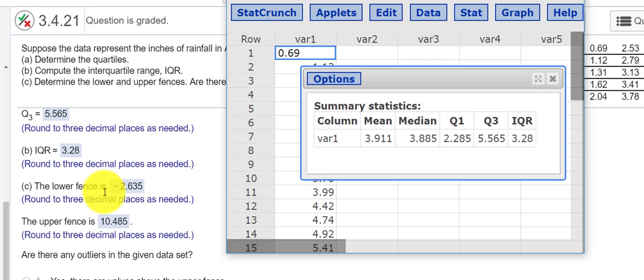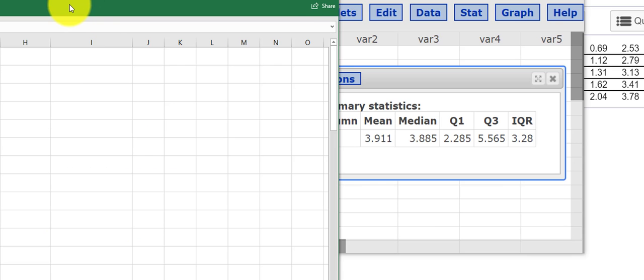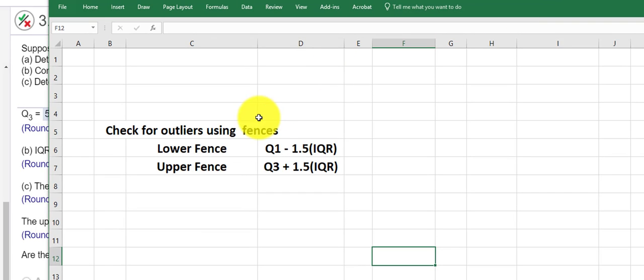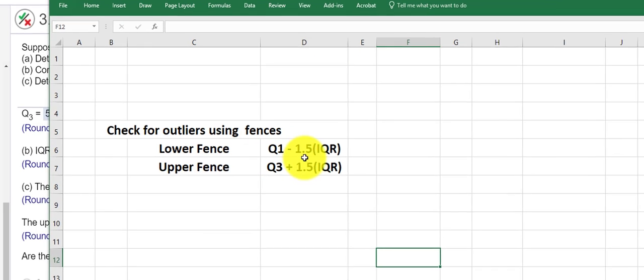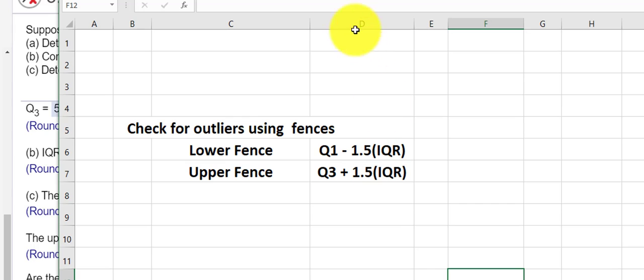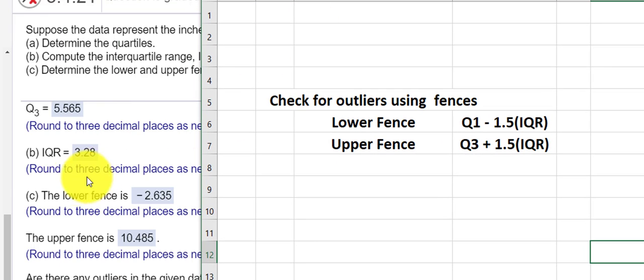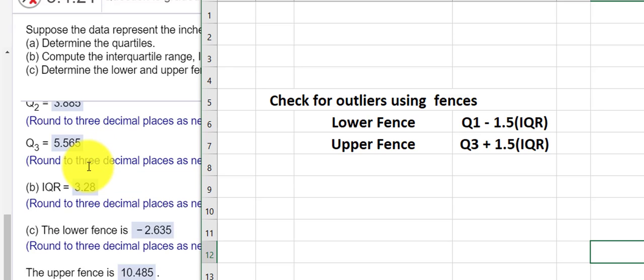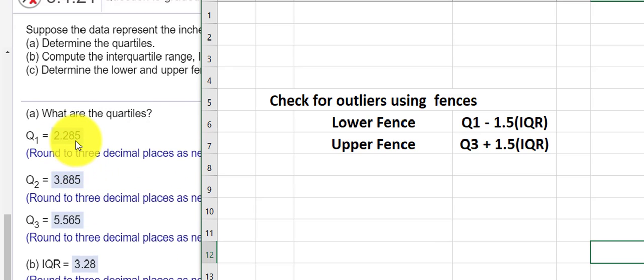Now, what about the fences, the lower fence and the upper fence? To find the fences, you have to, oops, I kind of wrote this in an Excel sheet. Right, the lower fence is Q1 minus 1.5 times the IQR. Right, so remember, we found the IQR over here. IQR was 3.28, and my Q1 was 2.285. So I need to do 2.285, that's my Q1, minus 1.5 times my IQR.